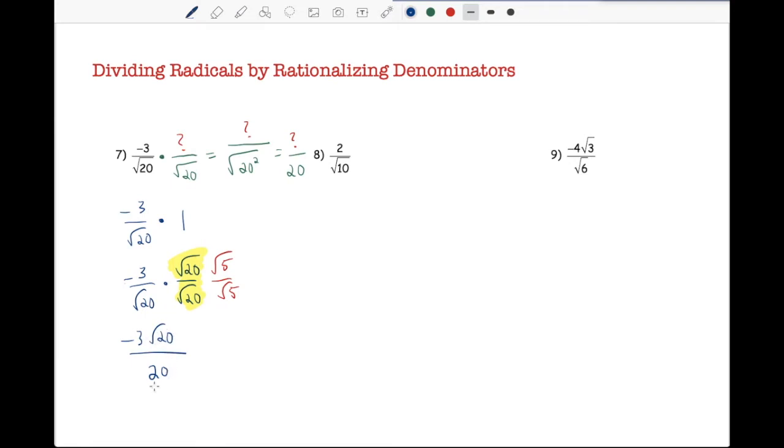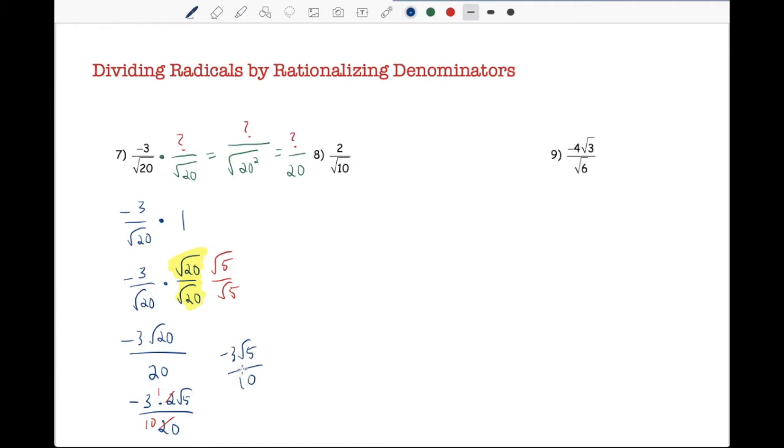In this case, root 20 reduces to 2 root 5, because that's root 4 root 5. And that's going to all be over 20 still. And then that's going to give us a solution here. I could certainly multiply this and get negative 6 root 5. But I also could note that 2 over 20 reduces to 1 over 10. So really, if we run this product down, this is negative 3 times root 5, which is negative 3 root 5, all over 10. Our radical is completely simplified.